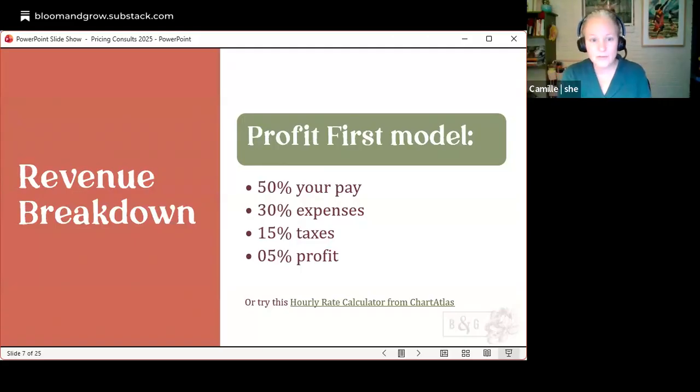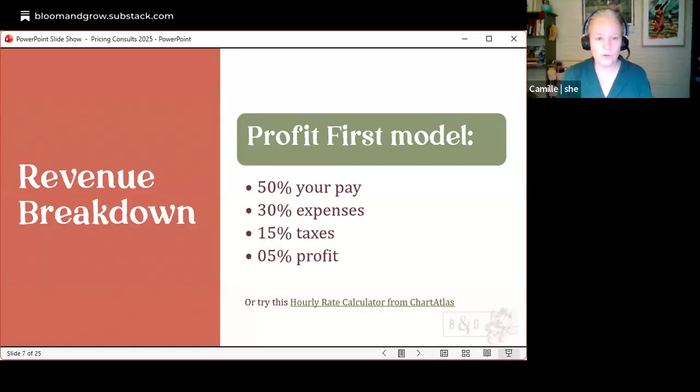You need to set aside at least 15% for taxes. It's a sad number, but it's a true number. And for some of you, maybe more. It depends on your tax bracket and whatever else, your family, and if you have a spouse. Again, 15% is sort of the standard rule of thumb, but you may still owe more at the end if you are in a higher tax bracket. And then you set aside about 5%, which is profit.